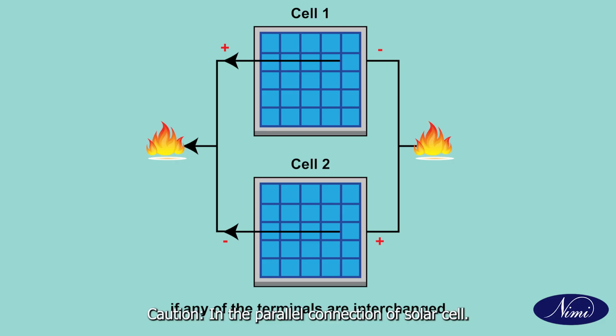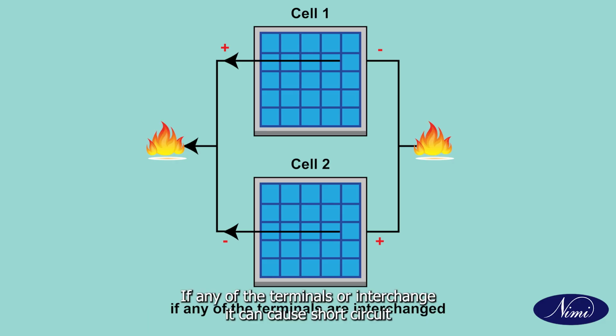Caution: in the parallel connection of solar cells, if any of the terminals are interchanged, it can cause short circuit and damage the solar cells.